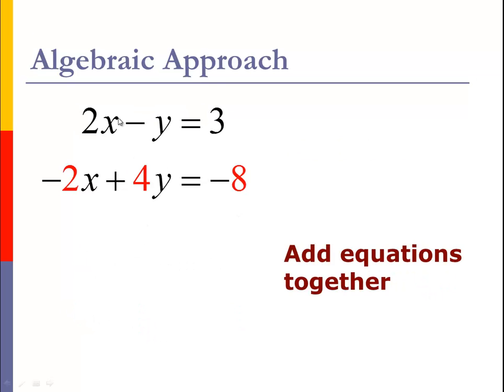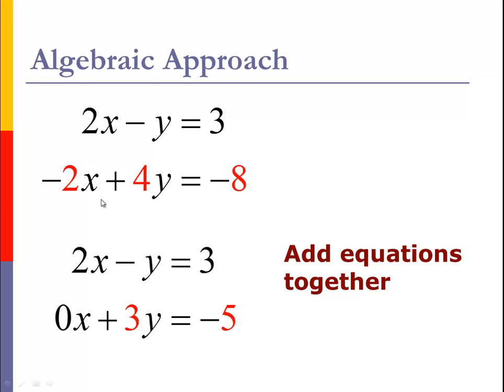And our next step is to add the two equations together. When we combine these two equations, I'm going to get the second row right here. I'm going to get a nice 0x there, and then the 3y because of the negative 1 and the 4, and then the 3 and the negative 8 will give me negative 5.